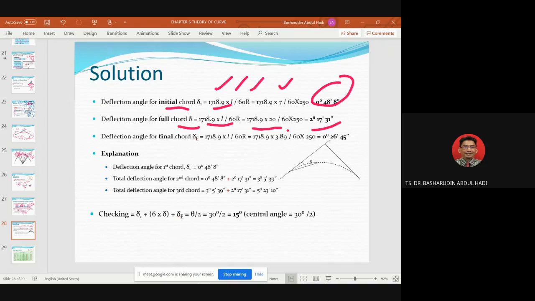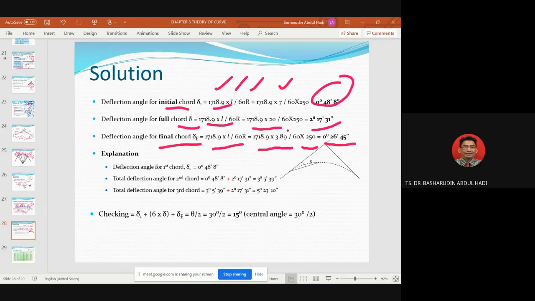And the deflection angle for the final chord is very easy. This is the same formula. So it is equal to 1718.9 times 3.89 divided by 60 times 250, which is equal to 0 degree 26 minute 45 second. Okay, and let me explain.